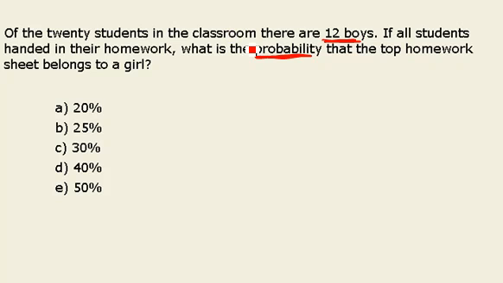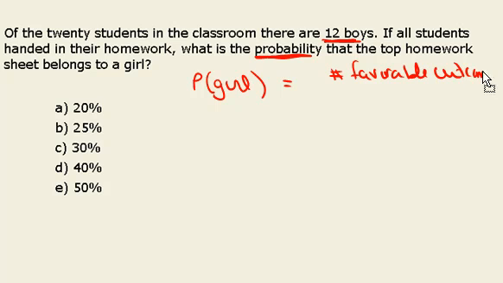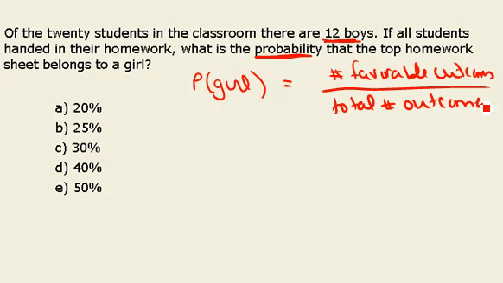Probability of an event, in this case that the top homework sheet belongs to a girl, or the probability of a girl, is equal to the number of favorable outcomes out of the total number of outcomes. In this case, our favorable outcome is that a girl is randomly selected as the top sheet. Therefore, we need to know how many girls we have in the classroom.